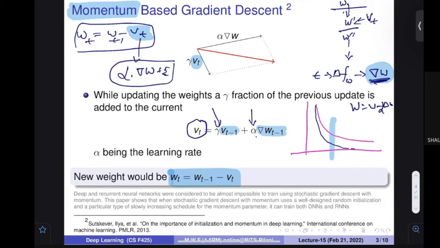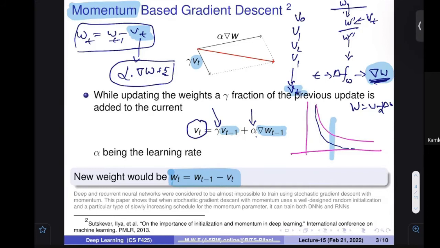Vt minus 1. So Vt is defined as how much gradient change I have done a few minutes back. The first change was V0, then V1, then V2, then V3. Then at this time I want to find out how much I have to change. This is what Vt is. Every time, whatever change you have done, you are going to maintain in some memory.